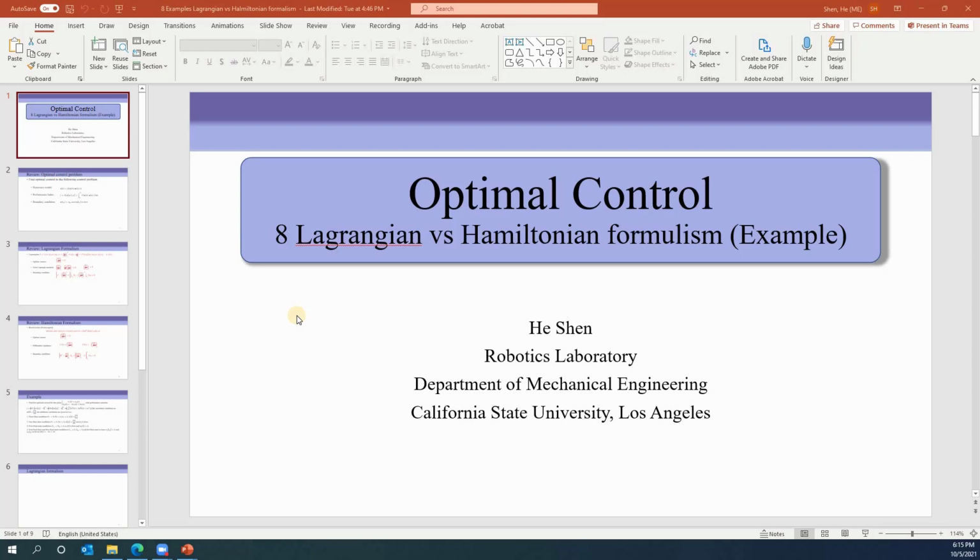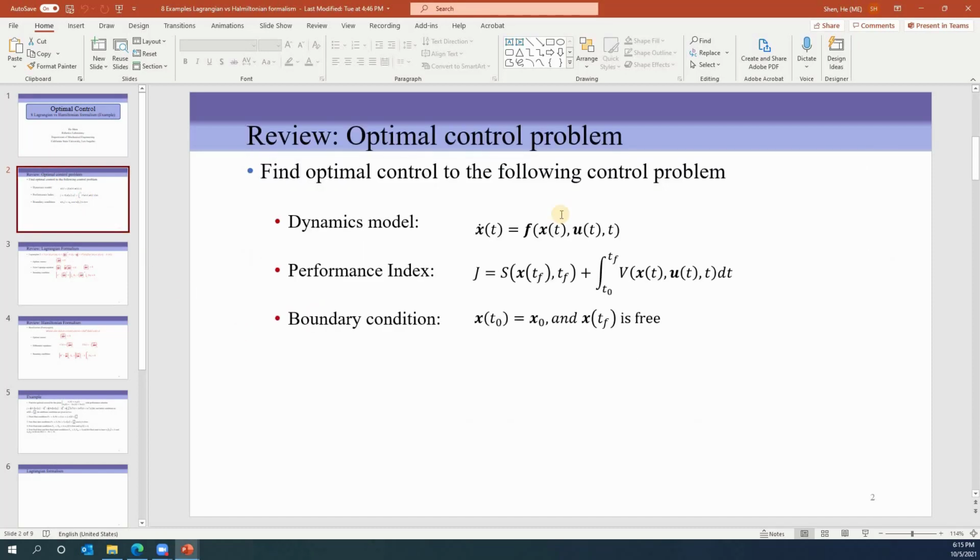So far we have learned how to use the Lagrangian and Hamiltonian formalism to solve optimal control problems. This is the optimal control problem that we have been dealing with, including 3 elements. The first element is the dynamic model, written as this differential equation: x dot is equal to some function f.